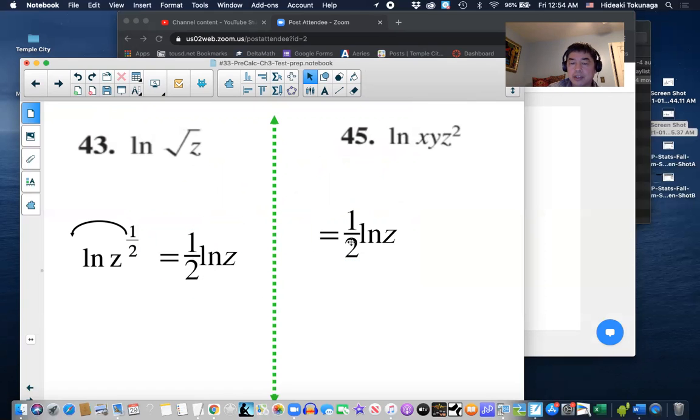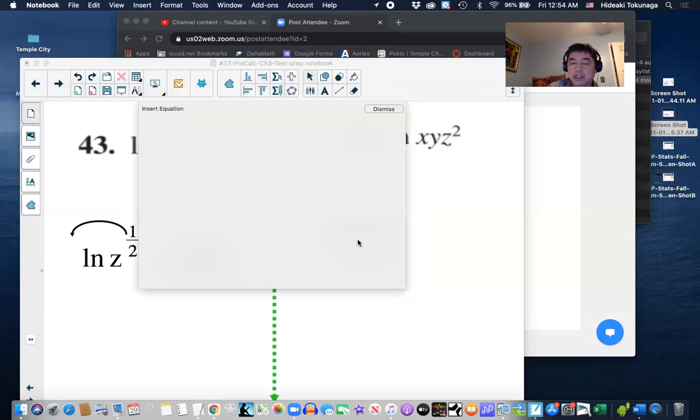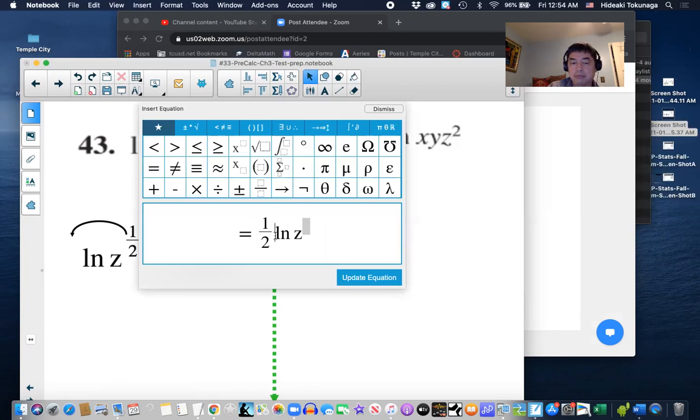So let's write this down: natural log of x plus natural log of y plus natural log of z to the second power. Okay? This is the first step you have to write down.